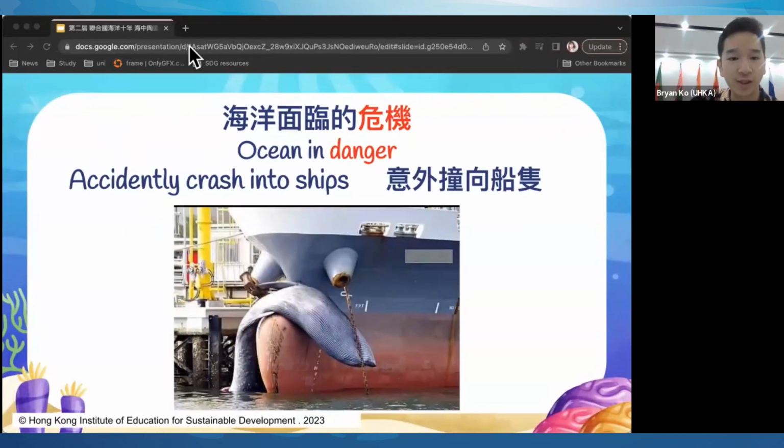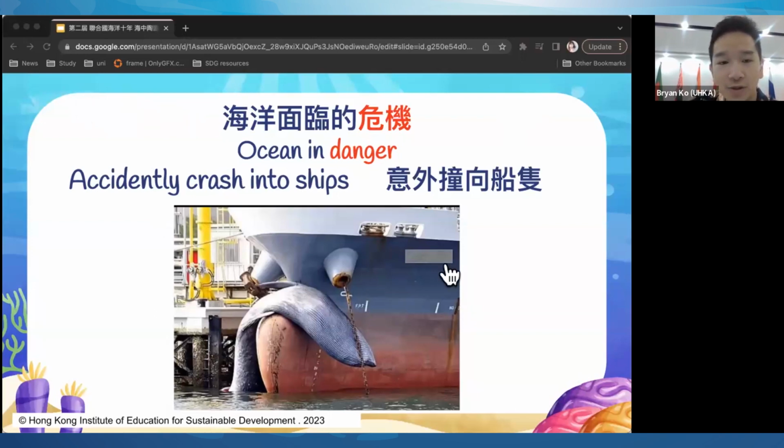And we also see that there's a huge fish here. It crashes into the ships. So why would that happen? This phenomenon happens because we have too many ships in the ocean, which perhaps block the ocean habitats of different marine life. So when the animals listen to the noises of the ships, they might misunderstand that it is part of the marine life, and it might crash into the ships.